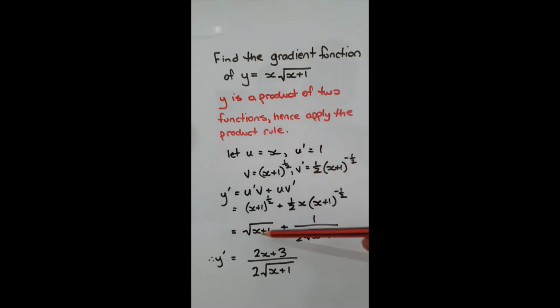So that's equal to the square root of x plus 1 plus x over 2 the square root of x plus 1. And expressing these two terms with a common denominator, we get y dash is equal to 2x plus 3 over 2 times the square root of x plus 1.